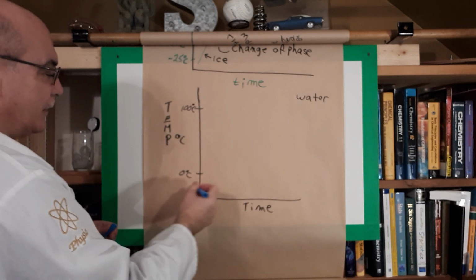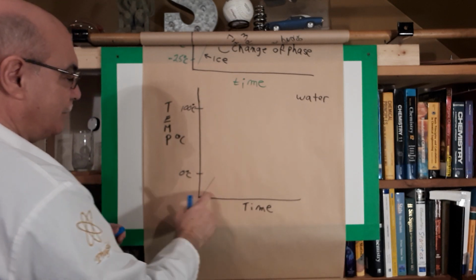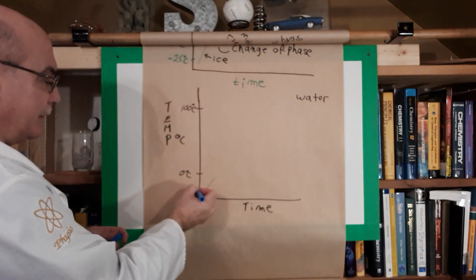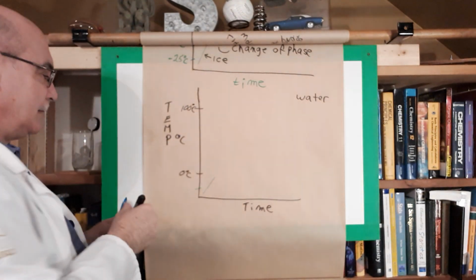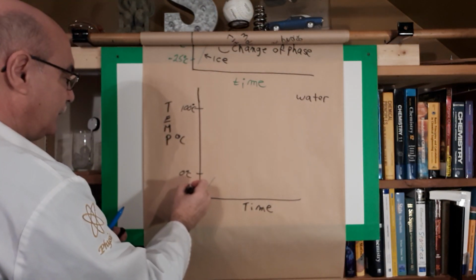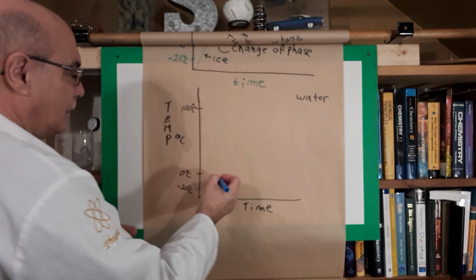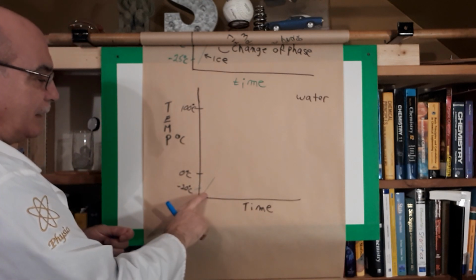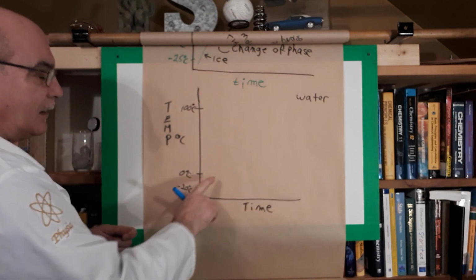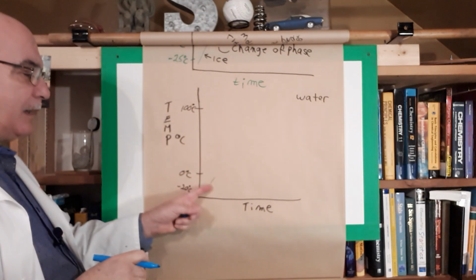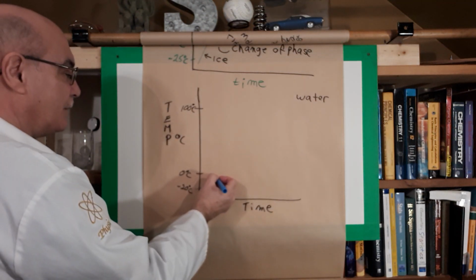So below 0 degrees Celsius, we have a solid. It's ice. Below 0 degrees, down here is ice. So let's say down here we have minus 20 degrees Celsius. And what the ice will do when it gets some heat, it'll start to heat up, but it will still be ice. It will still be a solid up until it reaches this point.